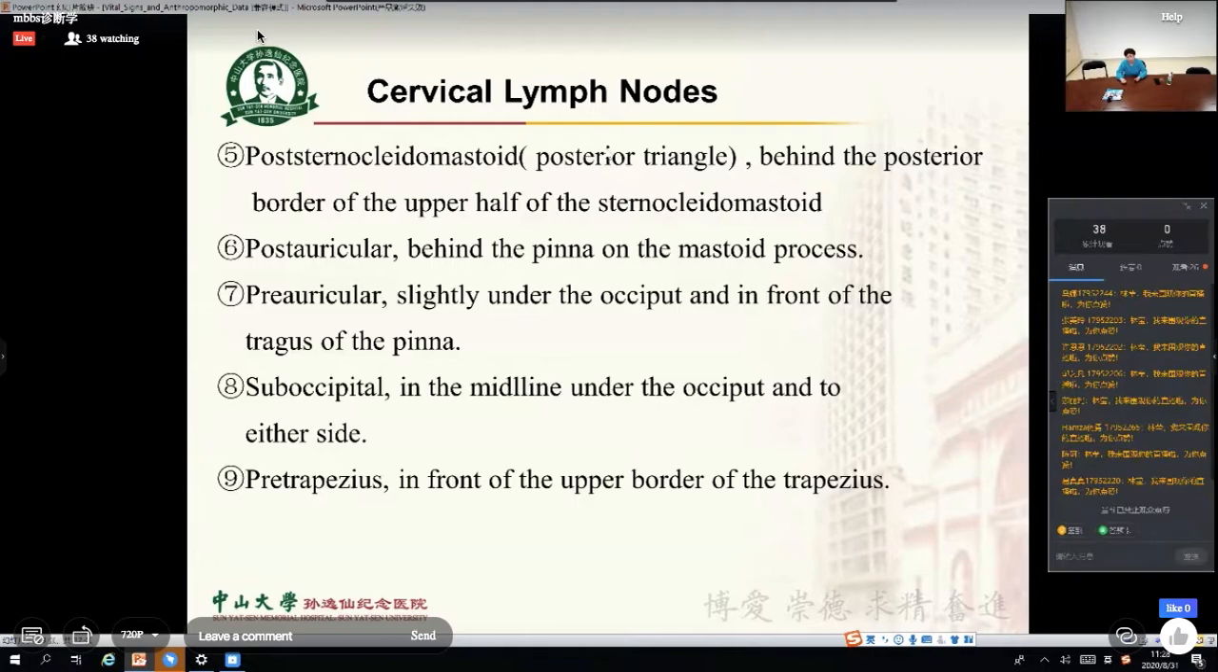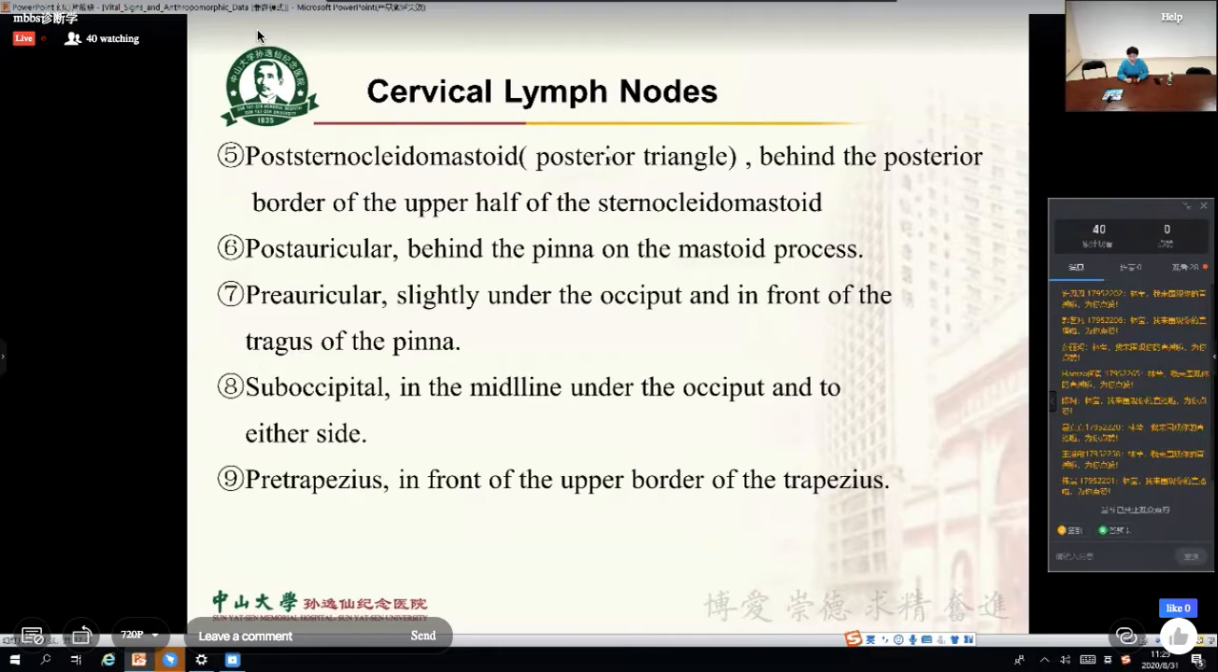Pre-auricular group. The 8th group is the suboccipital group. Here, in the midline of the occiput and to either side. So these are the suboccipital group of the lymph nodes. And then the 9th group of the cervical lymph nodes is the pretrapezius. Pretrapezius is in front of the upper border of the trapezius here. These are the pretrapezius group of the lymph nodes.